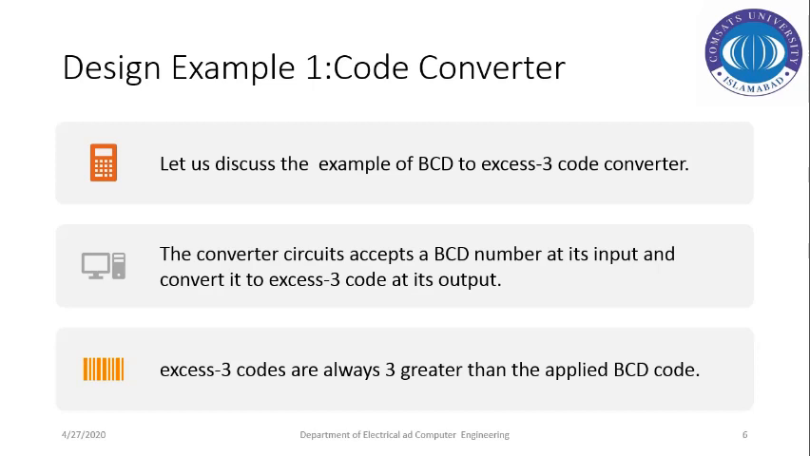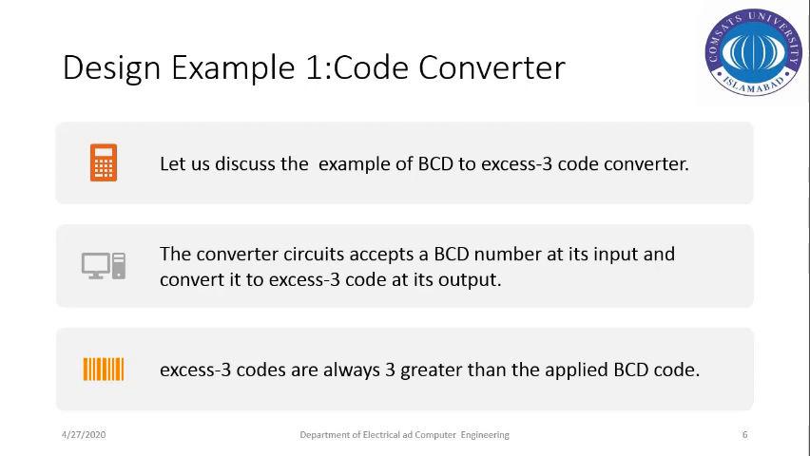We've got 4 distinct lines that will carry the BCD information to the system and convert it to the XS3 code. XS3 code is also a 4-bit code, and from this specification it is clear that the inputs of the system are 4 bits that receive a BCD number, and the output is the XS3 code, which is also a 4-bit code. Now, what is the XS3 code? How will the system convert the input into the output, and what mechanism is applied in converting the BCD code into the XS3 code?